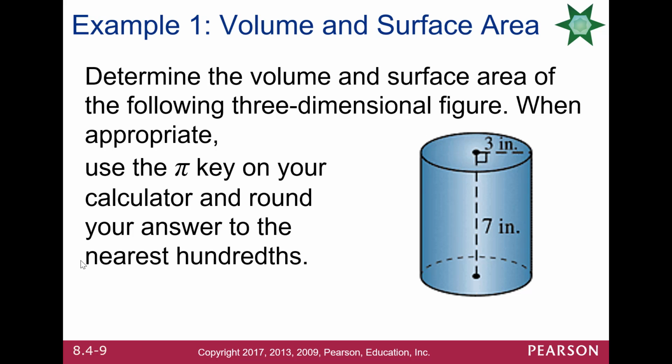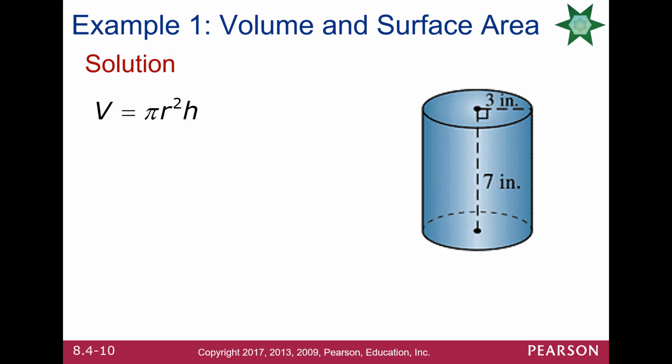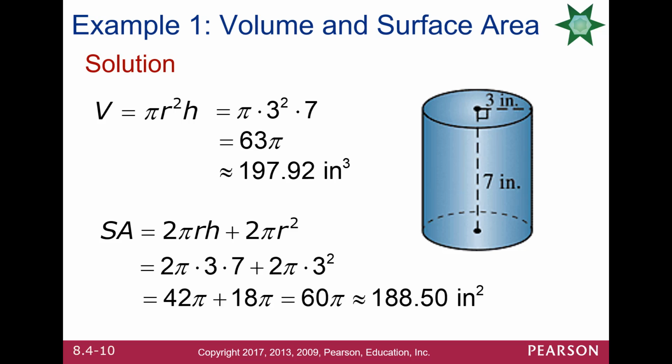Here's a cylinder. Now you can use the pi button on your calculator, or in MyLab Math, it may tell you to use 3.14. Pay attention to the round off rules. If it's asking you to round to the nearest hundredths, that's 2 decimal places, that kind of thing. Volume is pi r squared h, 63 pi, or approximately 197.92, and again, cubic inches. Surface area, 188.5 square inches.